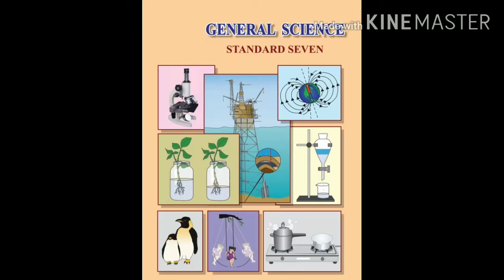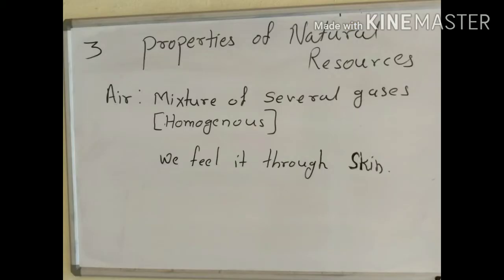Today we'll start learning properties of natural resources. Last year we learned natural resources like air, water, land and minerals. This year we'll learn properties of these natural resources. So first natural resource is air.